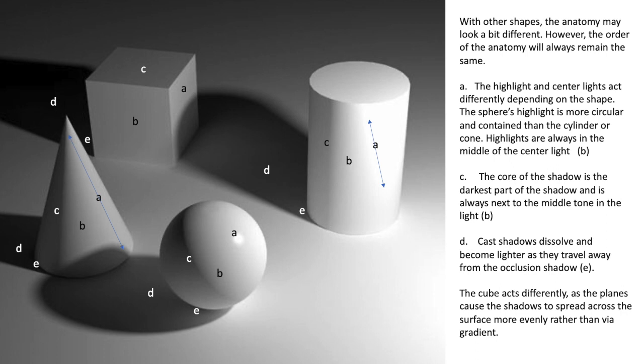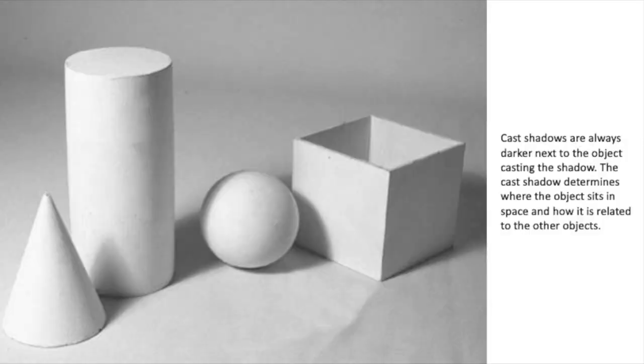No matter the shape of the object, the cast shadow always dissolves and becomes lighter as it travels away from the occlusion shadow. However, some will retain some aspect of the form blocking the light. For example, a cube will have a geometric shadow, whereas spheres will appear more rounded, and cones will often have a point if the cast shadow is long enough.